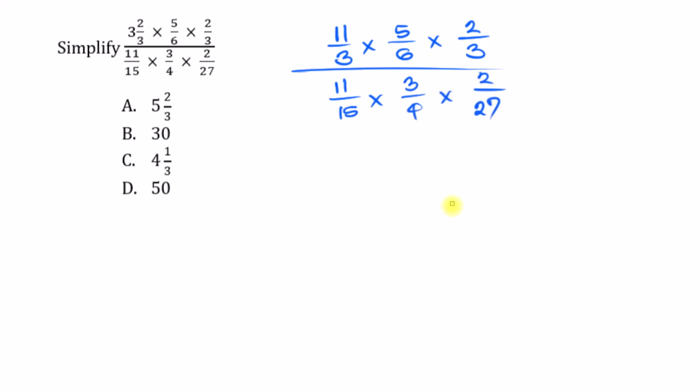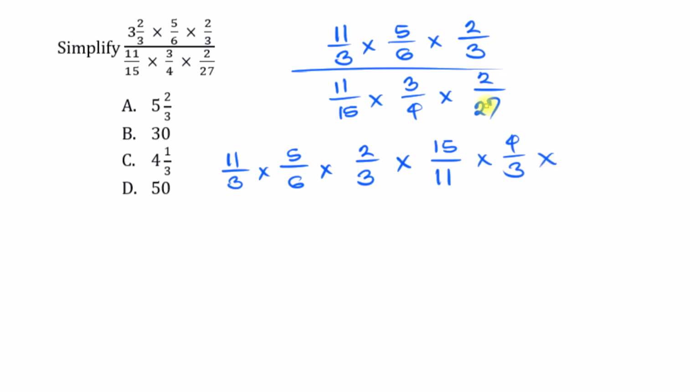So students, you may be tempted to try and be solving this piece by piece, then combine your answer later. But this is what I want to do. I want to flatten out everything. So for the numerator, I have 11 over 3 times 5 over 6 times 2 over 3. Then since this is division, now if I want to express it, I'm going to say times. I will now need to reverse each and every one of these. So I have 15 over 11 times 4 over 3 instead of 3 over 4. And in the third case, yes, you guessed right, it returns 27 over 2.